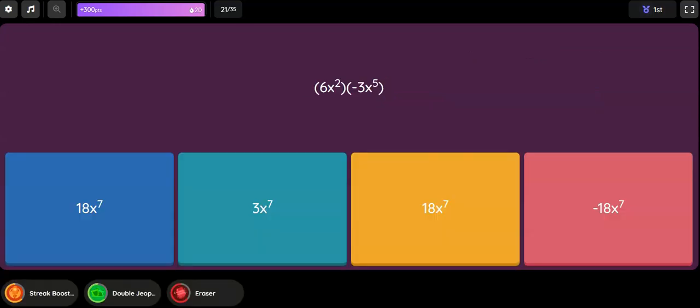All right, we're going to multiply our coefficients here. So we've got 6 times negative 3 is negative 18. We've got x's here and x's there, so keep the base the same and add the exponents together. Negative 18, x to the 7th.